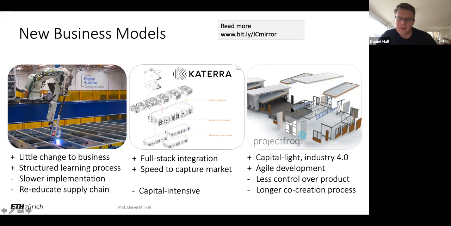And here I've summarized the benefits. So there was little change in business, structured learning process, but there was slower implementation for digital building components. Katerra has a lot of full stack integration, which enables them to have speed, but it's very capital intensive, so there's a lot of risk there. And Project Frog is capital light and has agile development, but has much less control over the product and a longer co-creation when compared to someone like Katerra.